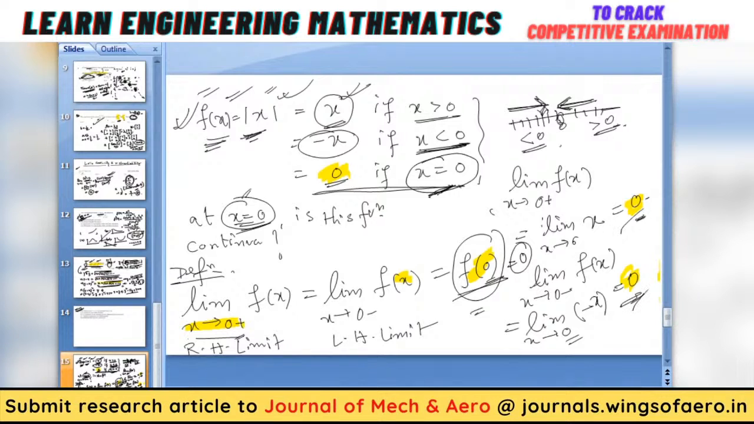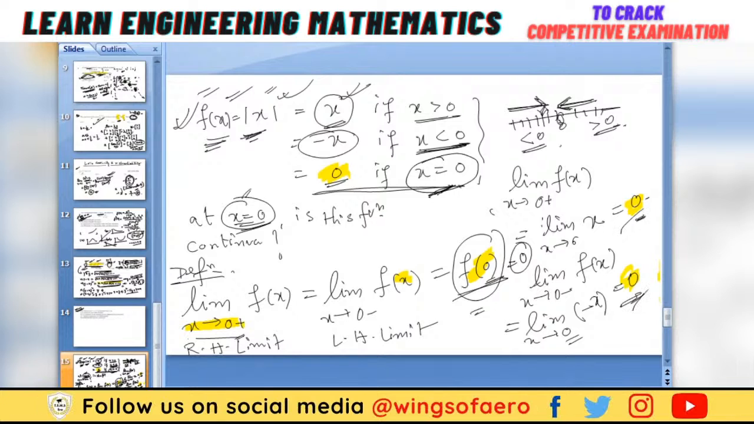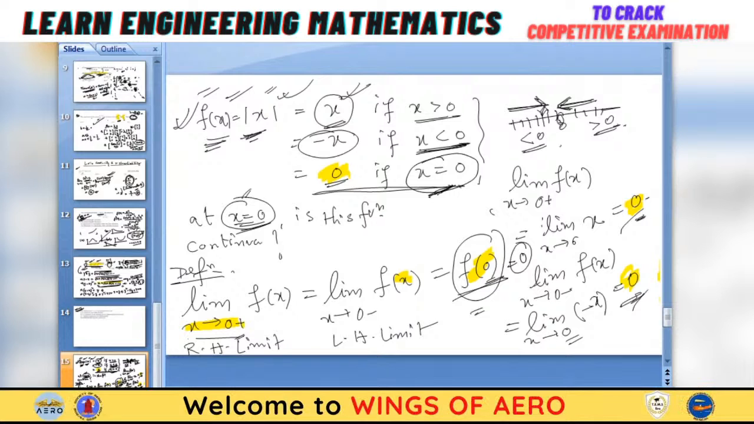The right hand limit is 0. The left hand limit is 0. All the limits are equal, which is equal to the f(0) value. So obviously this function is a continuous function. Yes, sir. Any other doubt?